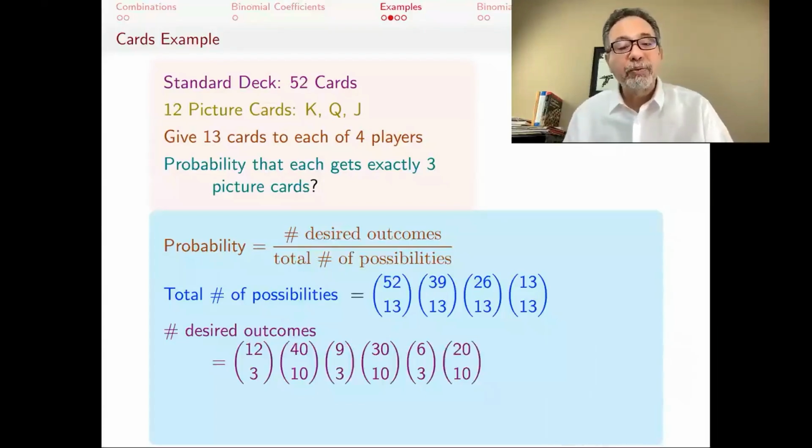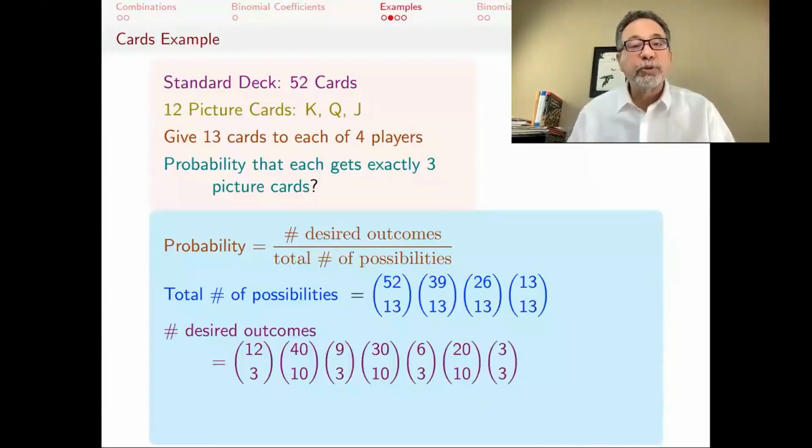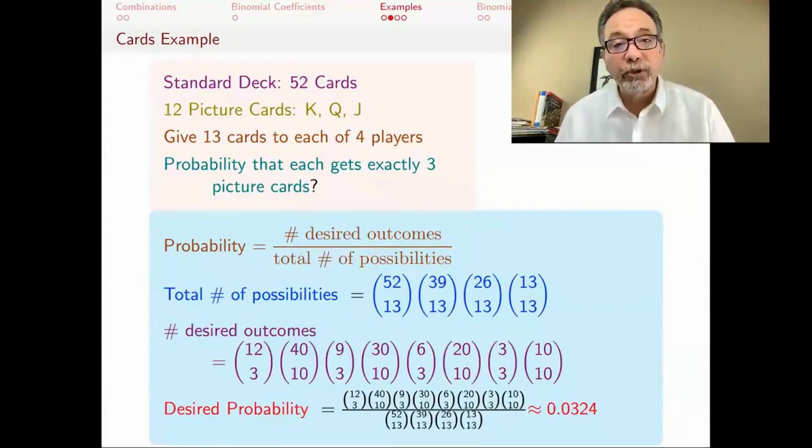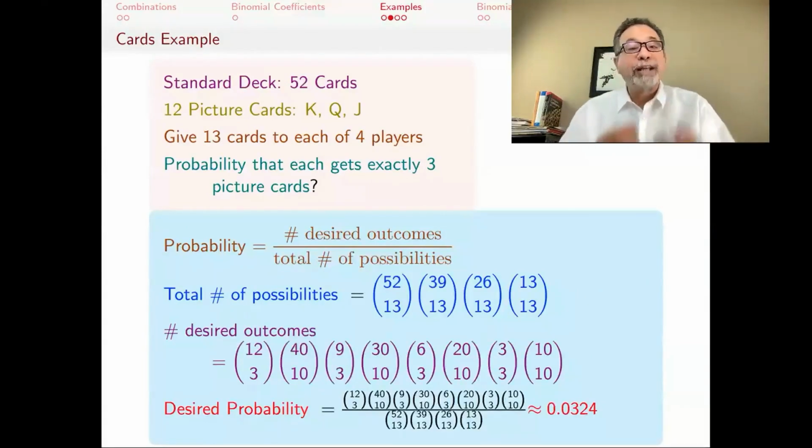And then for the last player, we really do not have any choice because we're picking 3 out of 3 and then 10 out of 10. So that's the desired outcomes. We divide these two numbers. The desired probability is going to be these two products of binomial coefficients divided. If you write out the formula, a lot of the factorials cancel and you get about a 3% chance.